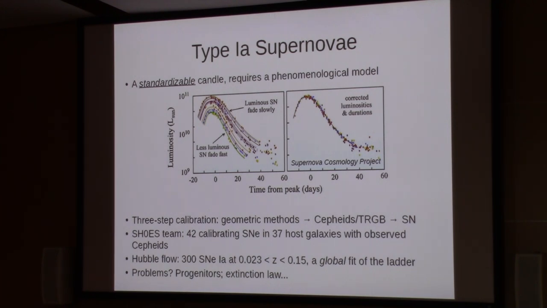Some of the potential problems with supernovae are that type 1a supernovae might have different progenitors, so we know that there is this single degenerate, double degenerate scenario, which may yield different light curves. And also the extinction law, so the dependence of extinction on the wavelength. It is assumed that this is some uniform canonical extinction law, but we really don't know what's going on in those supernova host galaxies in the Hubble flow. So these are some caveats of that.